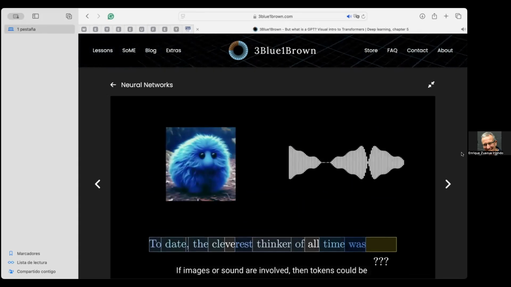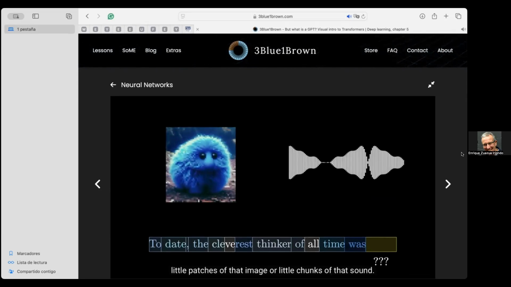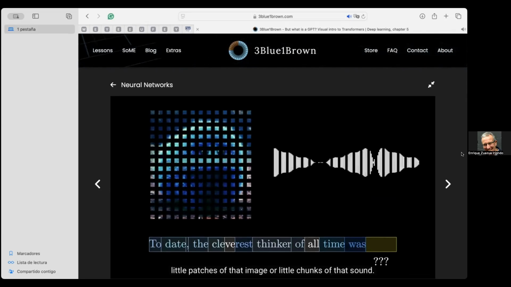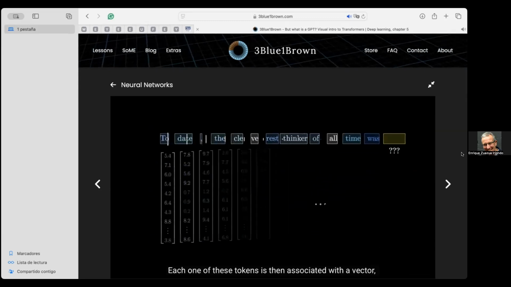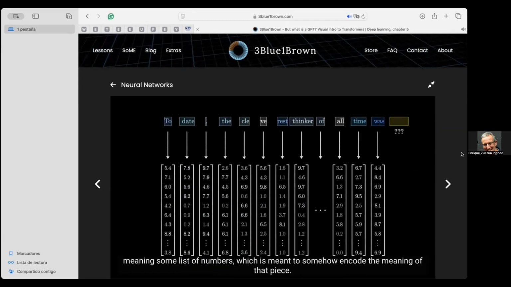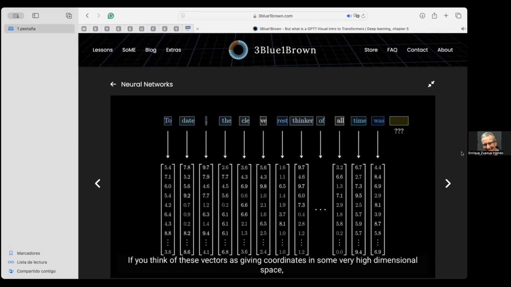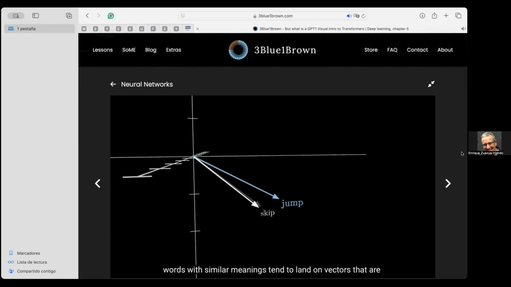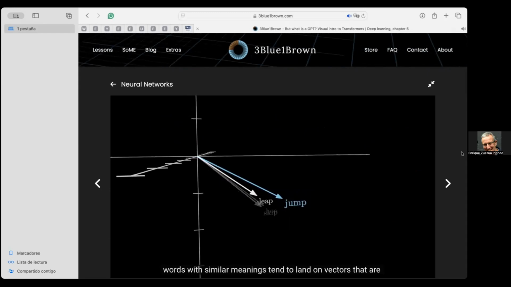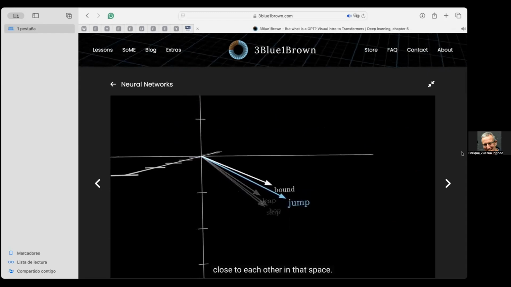If images or sound are involved, then tokens could be little patches of that image or little chunks of that sound. Each one of these tokens is then associated with a vector, meaning some list of numbers, which is meant to somehow encode the meaning of that piece. If you think of these vectors as giving coordinates in some very high-dimensional space, words with similar meanings tend to land on vectors that are close to each other in that space.